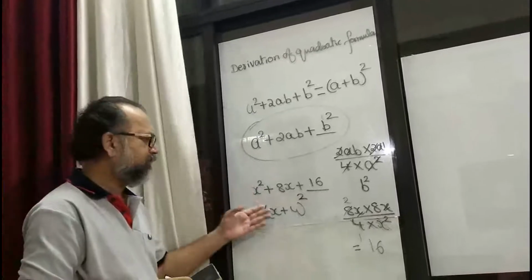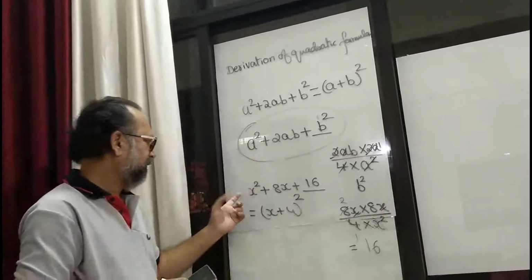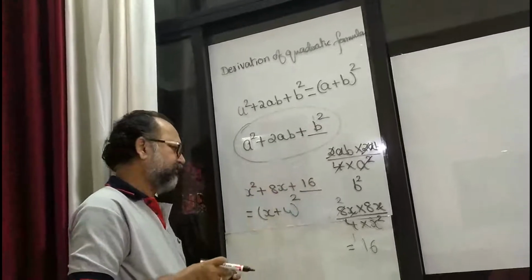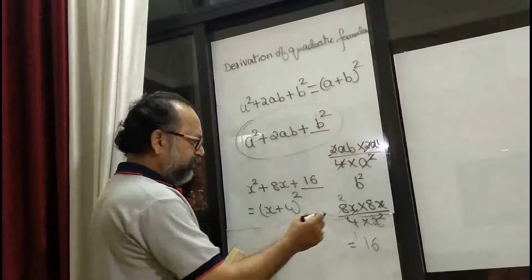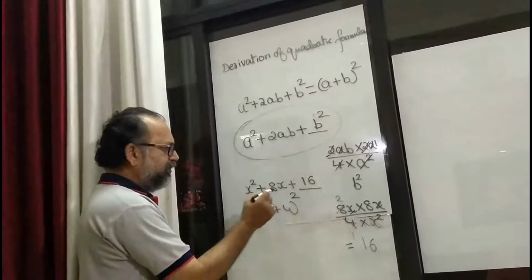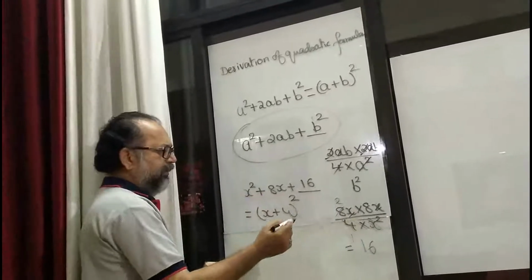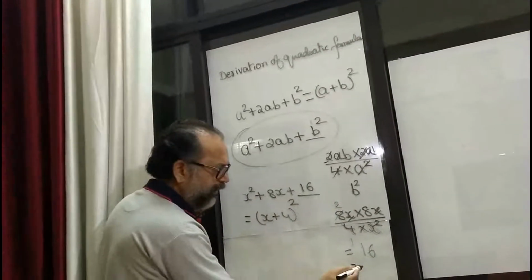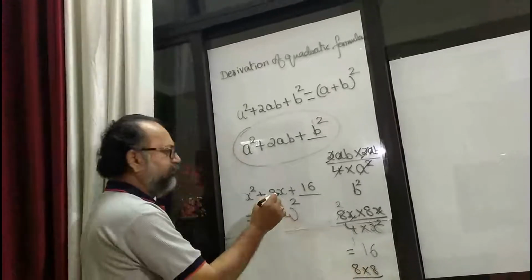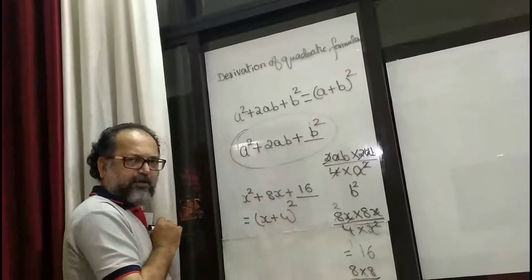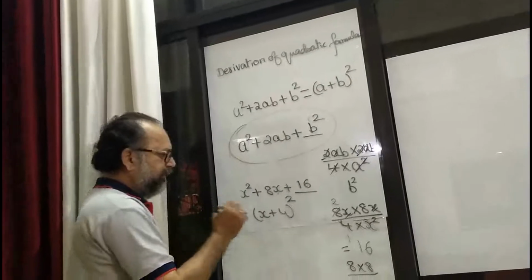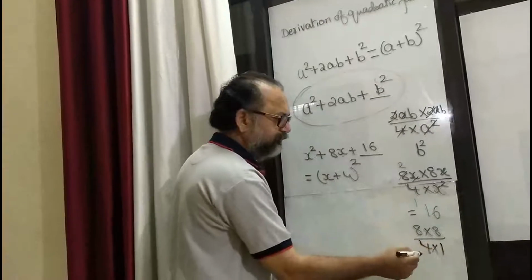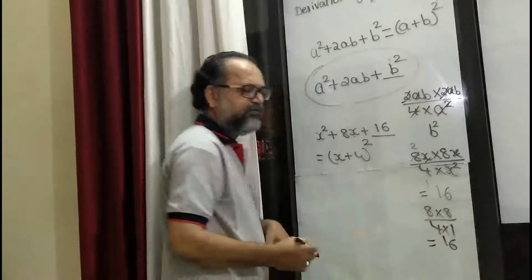So this is the completing square method, adding a term so that the trinomial becomes a perfect square. Also note that we could have just used the coefficients only. Instead of using x and x square, we could have multiplied 8 with itself, the coefficient of the middle term, and divided by 4 times the coefficient of the first term. This way also we could have got 16.